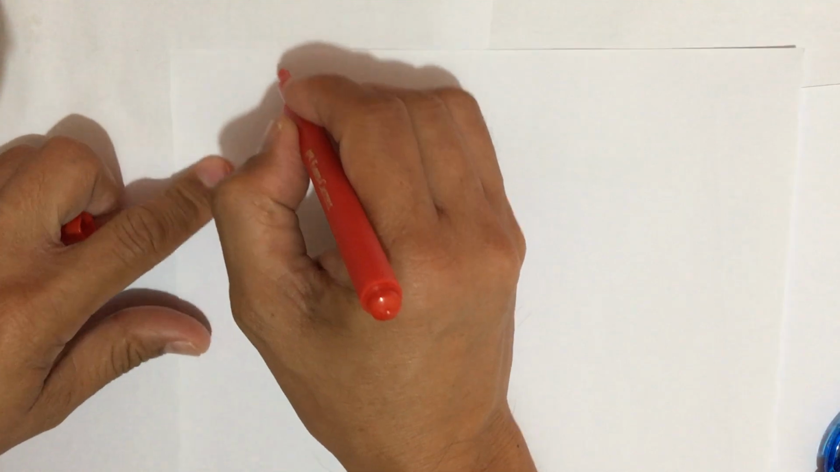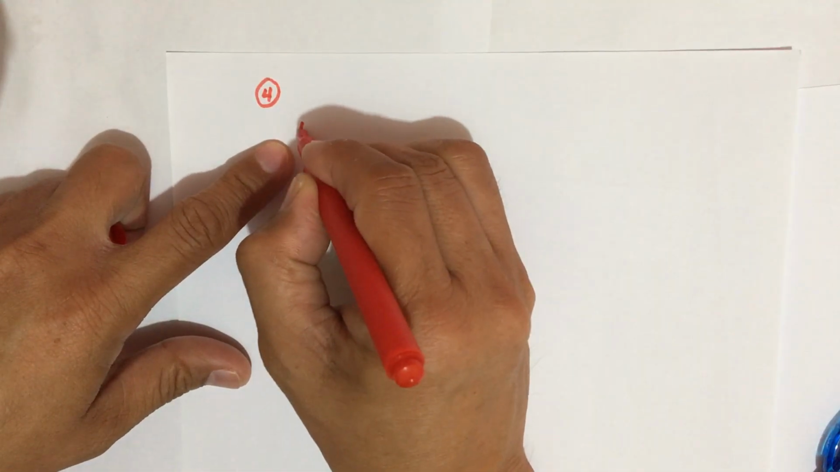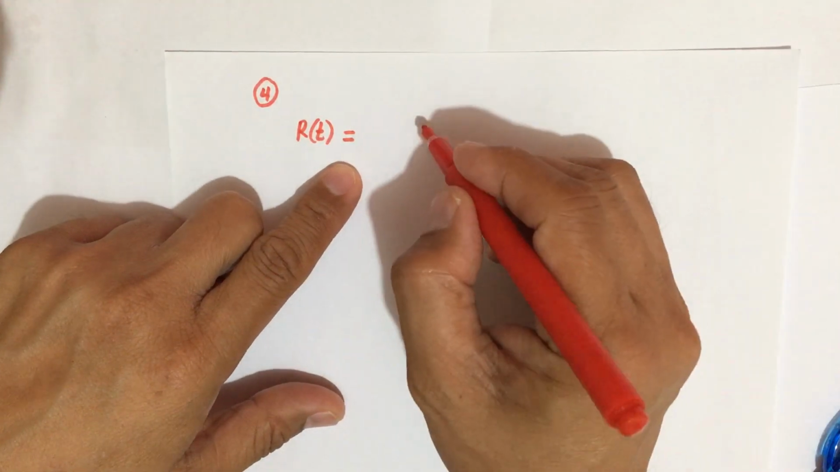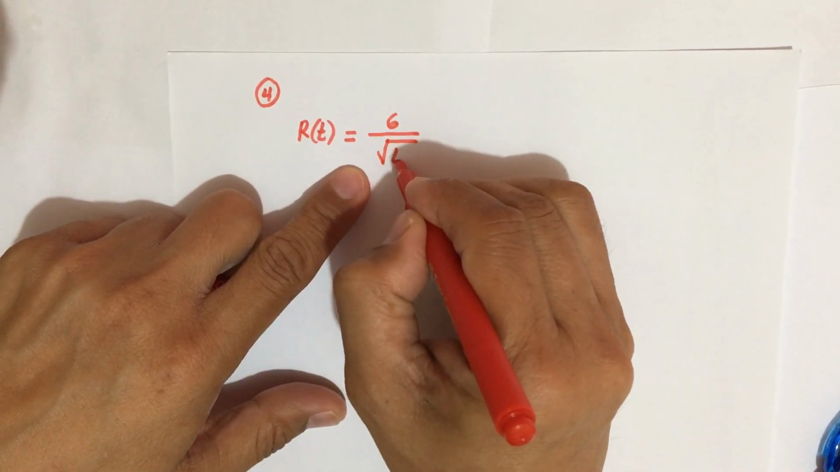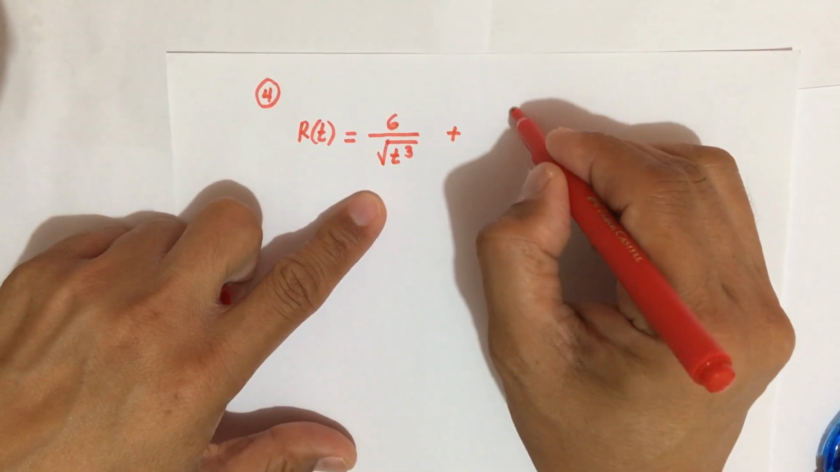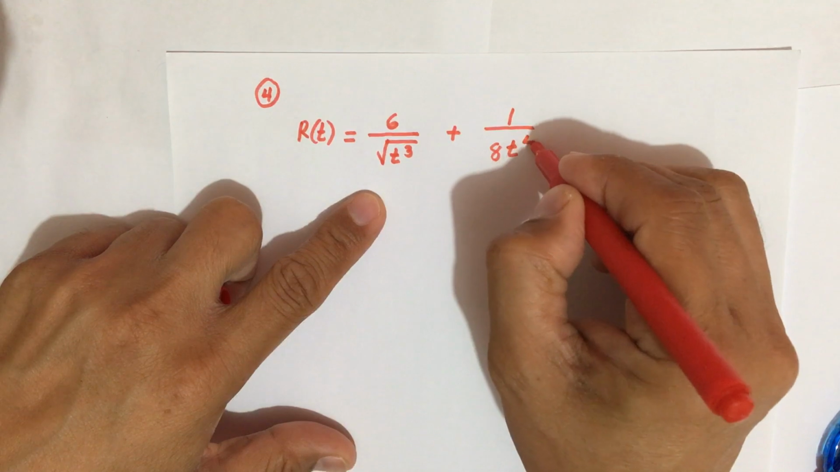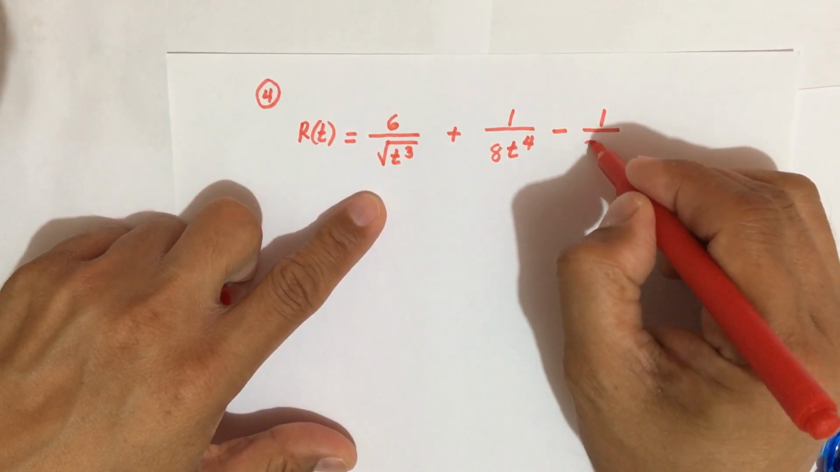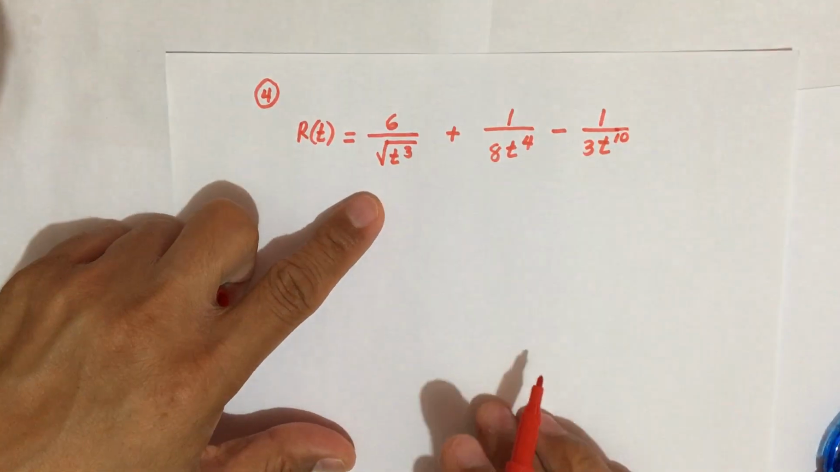So example number 4. If you're given, say, r as a function of t equal to 6 divided by the square root of t cubed, then plus 1 over 8 times t to the 4th, minus 1 over 3t to the power 10. Okay, so this is our given function. Our function is a function of t.